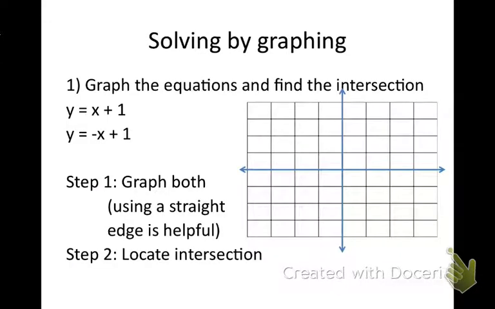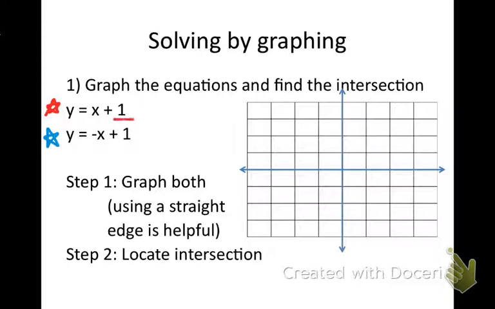So number one, I want to graph the equations and find the intersections. I'm given two equations, and I'm going to use what would be my red line here, and what would be called my blue line, just to distinguish between the two. But step one, I want to graph both of them. Now using a straight edge does help, but number one here, my red line, I'm going to graph it.